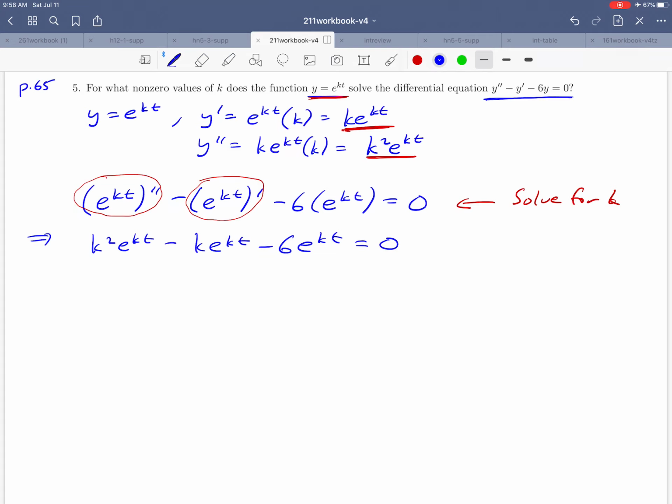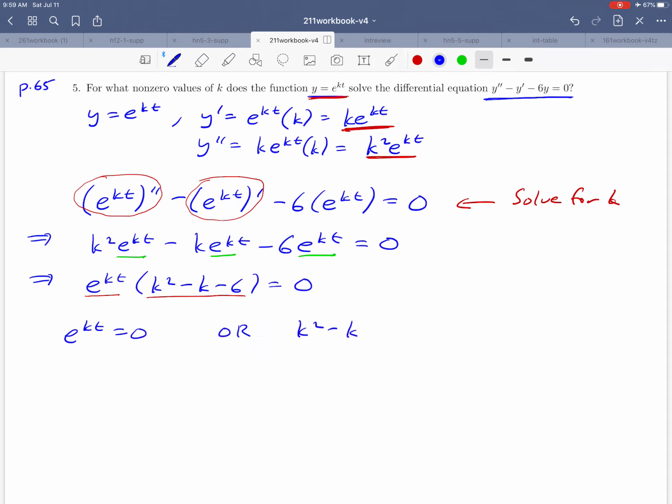Do you notice anything algebraic that we could do in that equation? I noticed that there's an e to the kt that's common to all three of those terms, so why don't we factor that out? By factoring, this problem reduces to two different possibilities. For this equation to be true, either e to the kt is 0 or k squared minus k minus 6 is 0. It breaks our equation into two separate sub-equations.